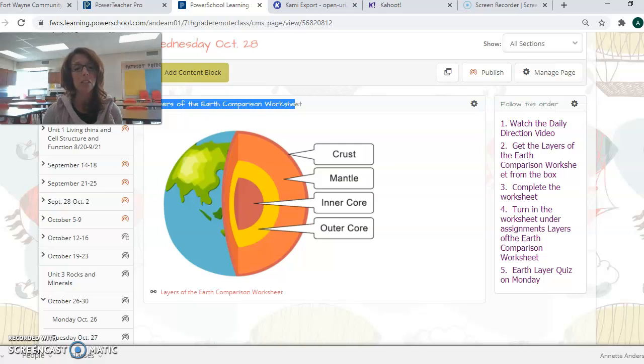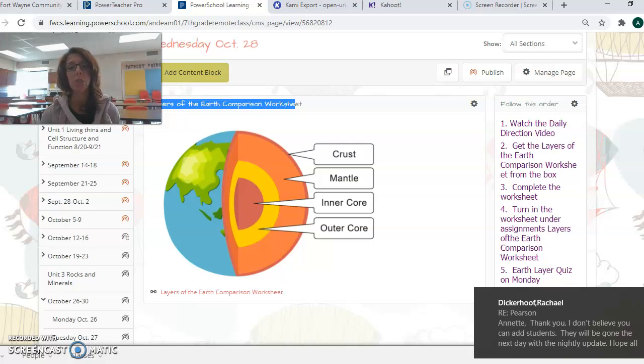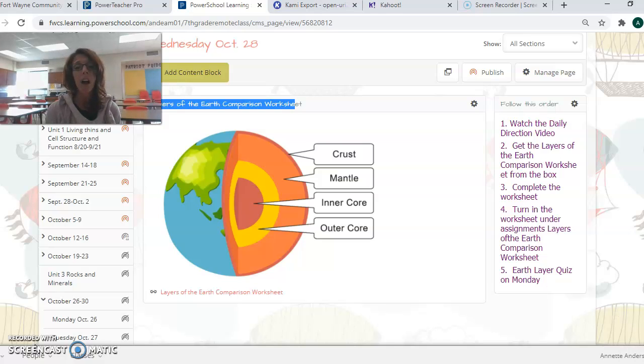Now, we learned yesterday that there is a crust, mantle, inner and outer core underneath our feet. So we also learned that the crust is the littlest one, the mantle is the largest one, and then the inner and outer core. Today, we're going to compare size-wise how those all add up.